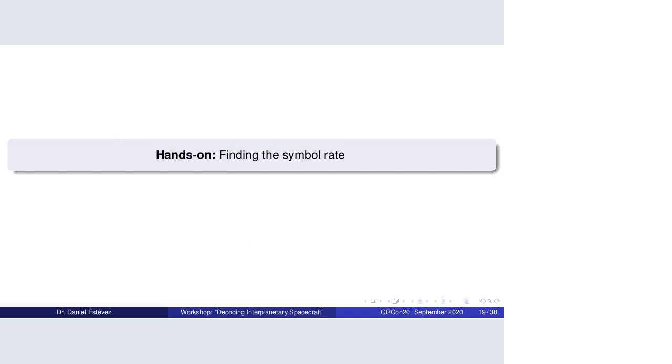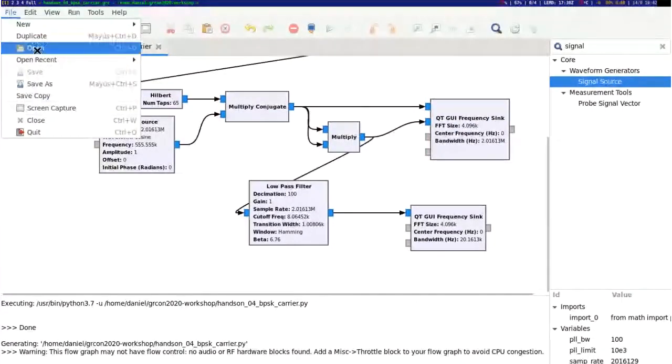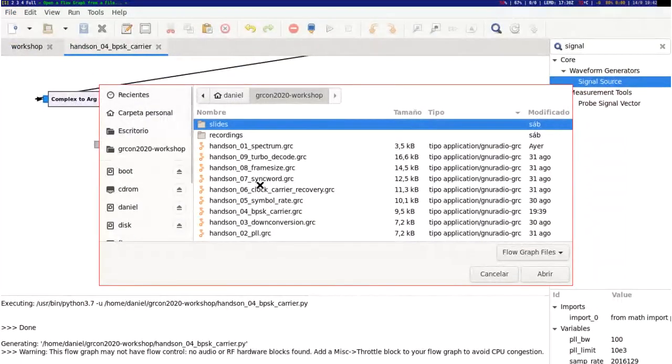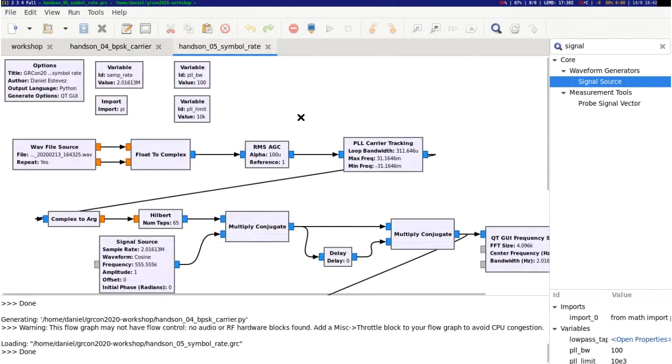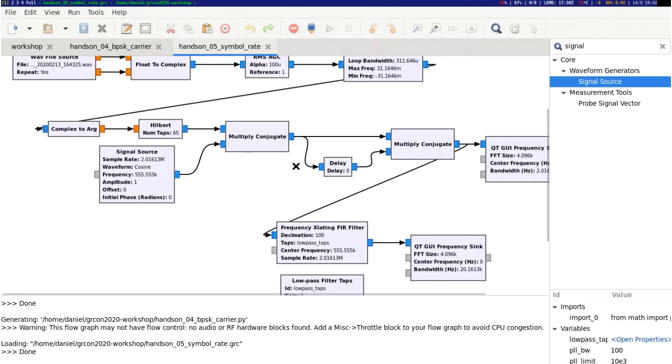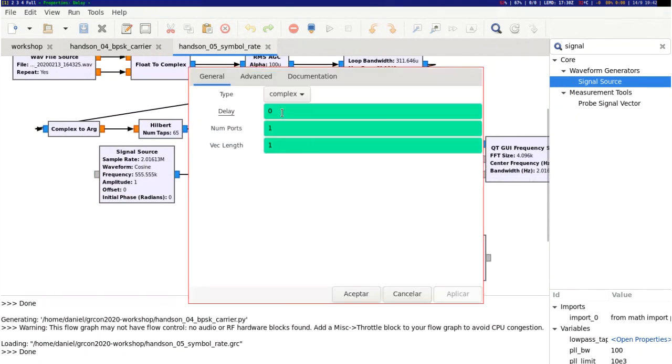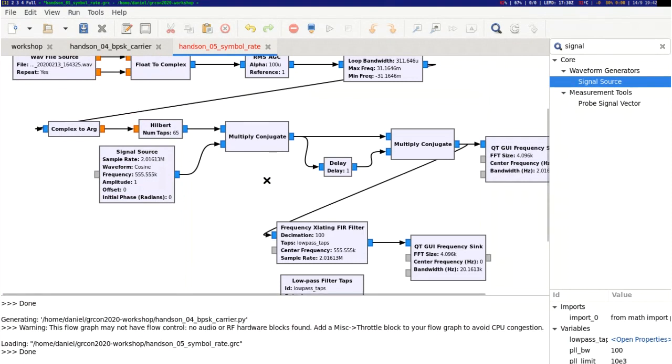Let's move on to the flow graph. Hopefully the shared screen will load fast for everyone. And then open the symbol rate. All right, so here what we have is, well, I need a delay of 1. Surely I didn't check. So we have our original signal in here. We delayed one sample, then multiply the original signal against the complex conjugate, and then we do an FFT.